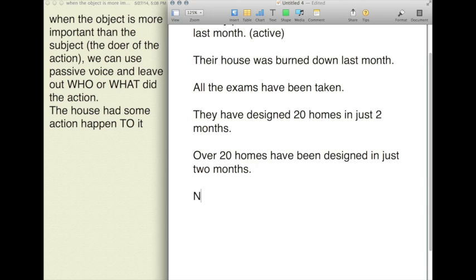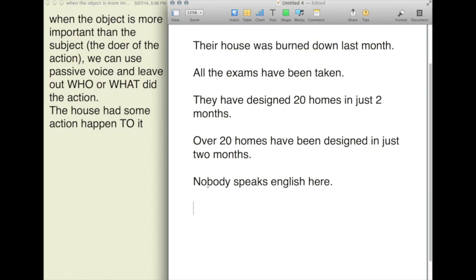Okay? Nobody speaks English here. Or, this is an active one, right? Directly saying nobody speaks English. English isn't spoken here. So here's the past participle. This one is a passive sentence. Now, why would we say this one and not this one? Well, this one focuses on the general thing that's happening here and not what really happened or who is doing it. So actually, I think this one is better for this situation.